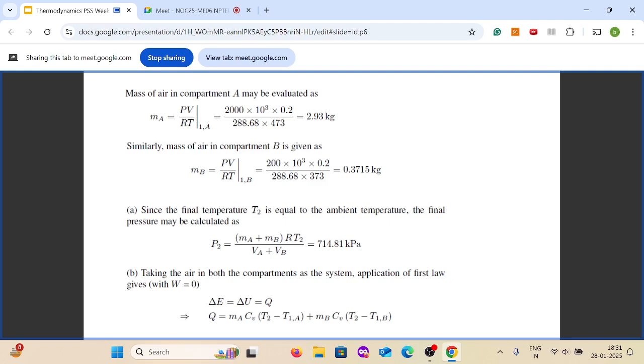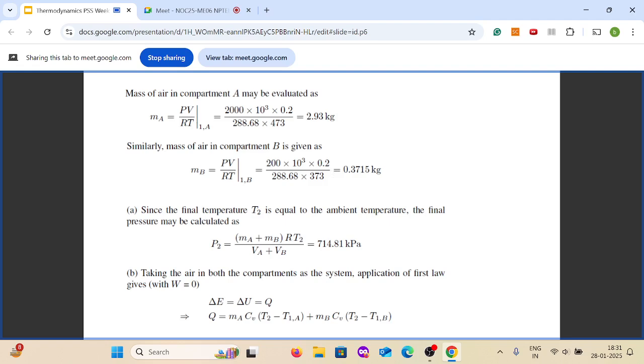So PV equals mRT, and R is the gas constant of that gas, not the universal gas constant. Since it's air here, it will be 288.68. If you are having number of moles, then you will have the universal gas constant. So you should be careful on that.